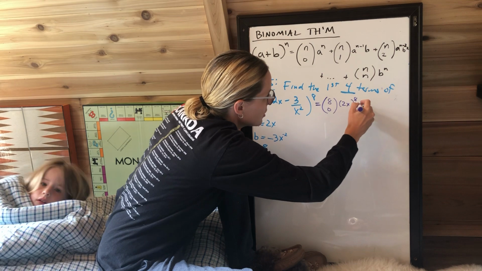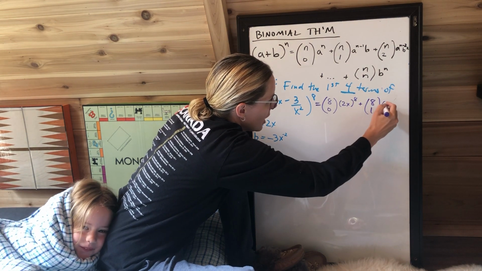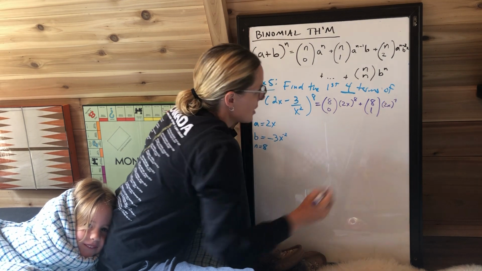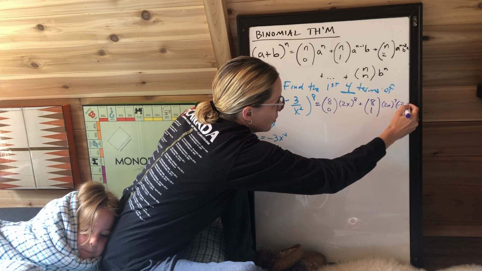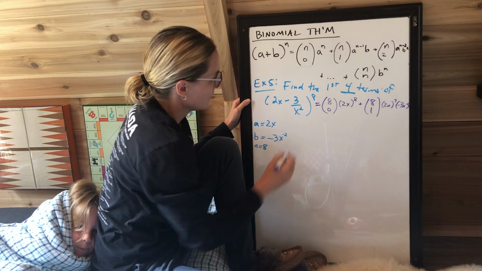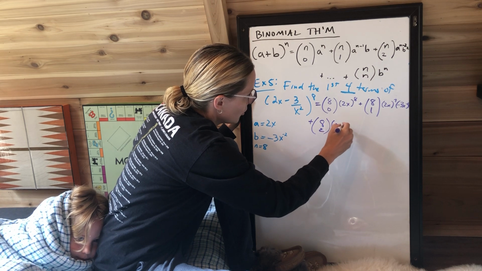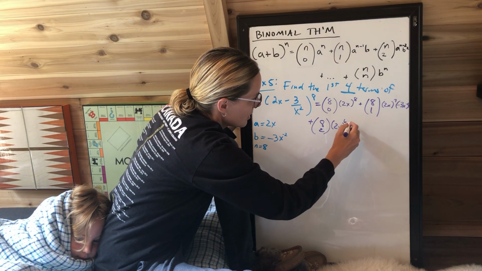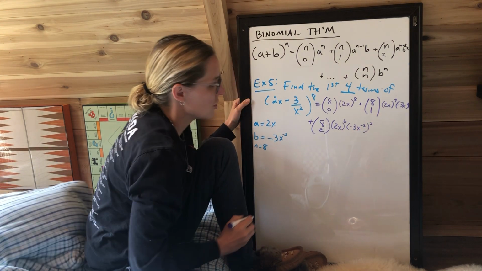Then you move to the second term, which you're going to make 8 choose 1. The exponent on your a goes down by 1. It's now a 7. The exponent on your b will be a 1. Okay? You then move to the next term, 8 choose 2. Again, the exponent on your a goes down by 1. It's now a 6. The exponent on your b is now a 2.